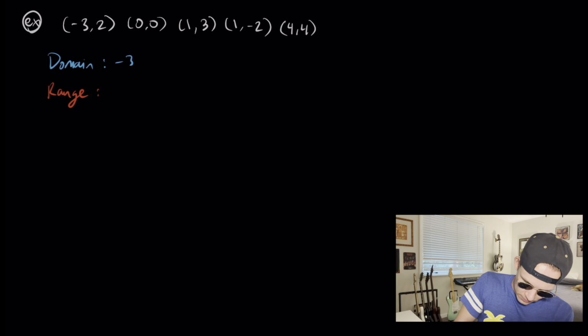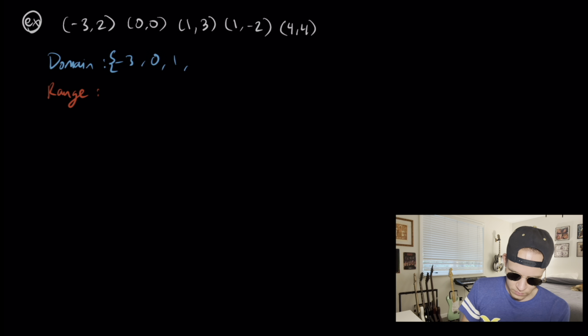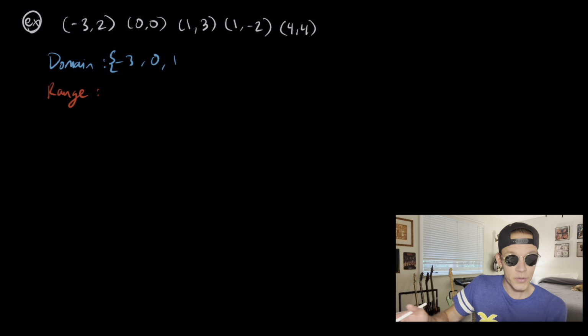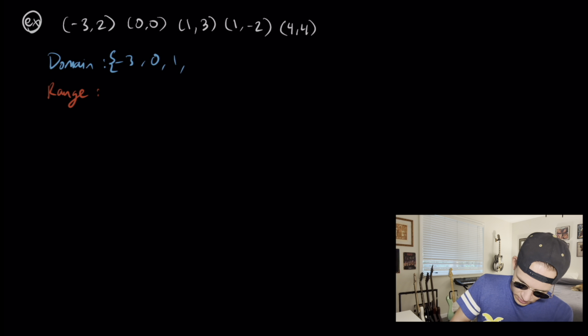So let's list out the domain. For our domain, we have -3, 0, 1, 1 again. But we don't need to write 1 twice. If you have repeating values for your domain or range, don't write them out multiple times. Just once is enough. So we have -3 again, 0, 1, which happens to appear twice, but we'll write it once, and then 4.